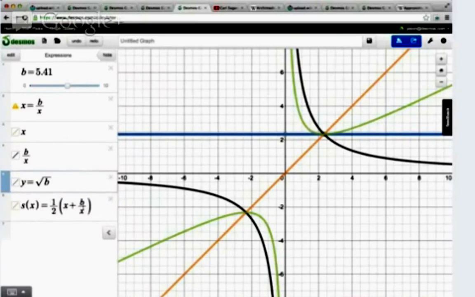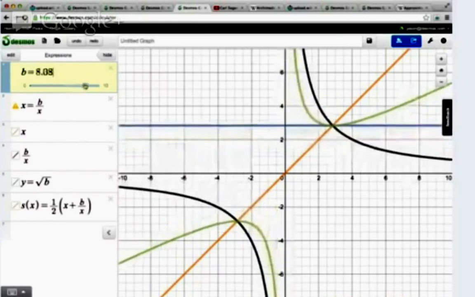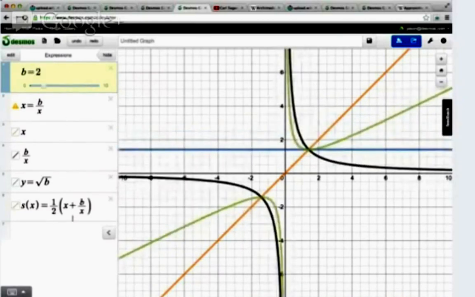And S of x is actually another algorithm for calculating square roots. So let's go ahead and set b to 2, now that we've seen that all of this holds no matter what b is. So let's set b to 2. We're going to try to calculate the square root of 2.